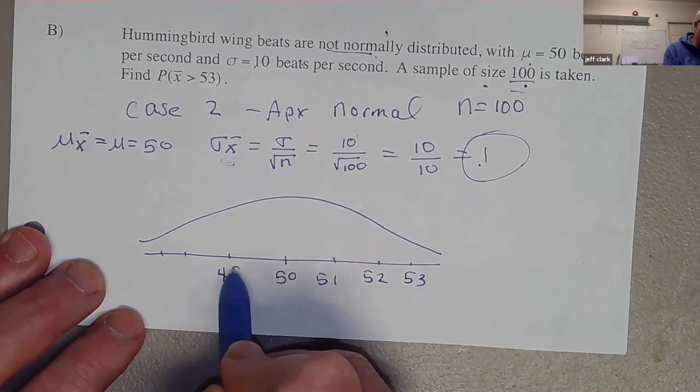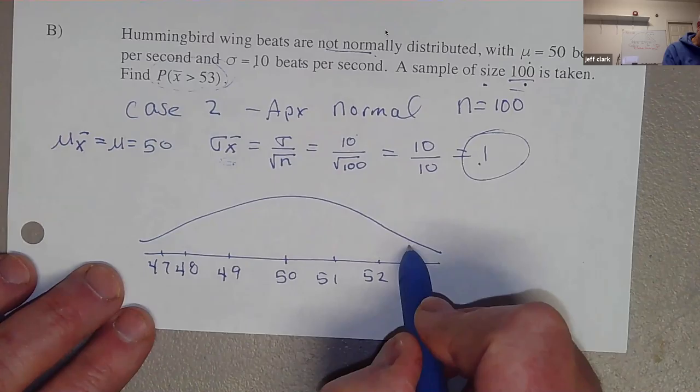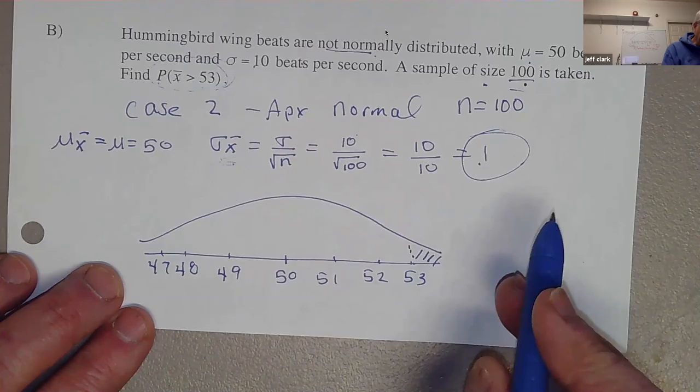And now I'm looking at this, greater than 53. Here's 53. Shade the area to the right. Find the answer, which is very small. What's the probability? That's what it's saying.